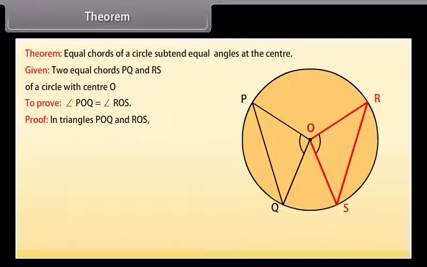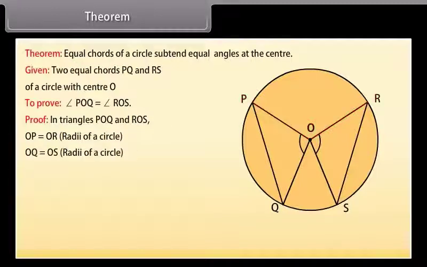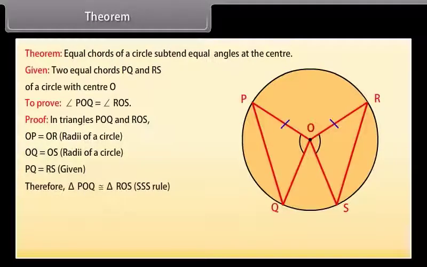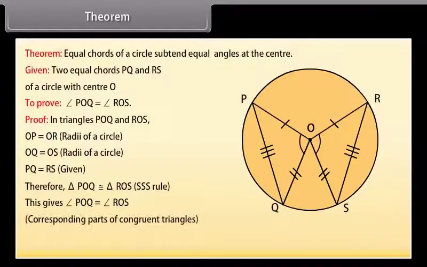Proof. In triangles POQ and ROS, OP is equal to OR, because these are the radii of a circle. OQ is equal to OS. These are also the radii of a circle. PQ is equal to RS, given. Therefore, by SSS congruence rule, triangle POQ is congruent to triangle ROS. This gives angle POQ is equal to angle ROS, because corresponding parts of congruent triangles are congruent.